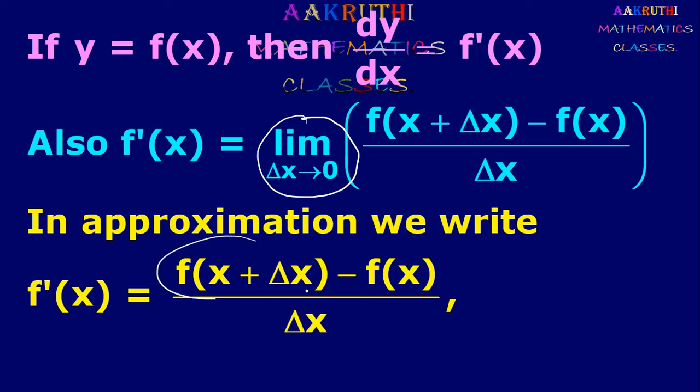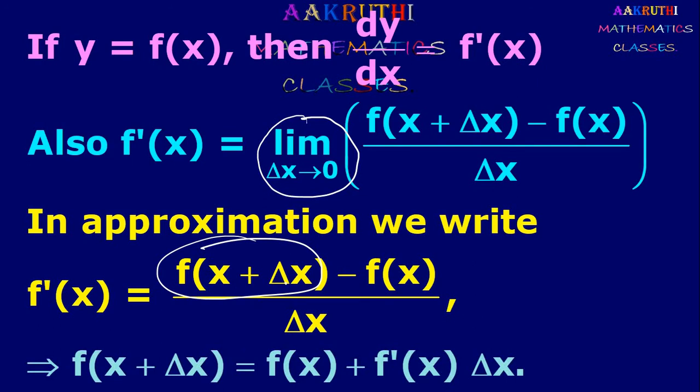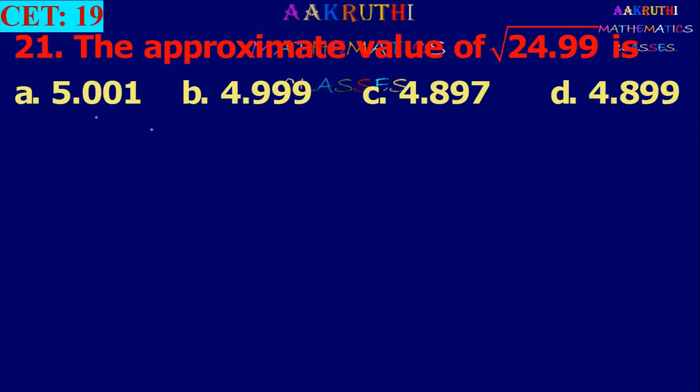So from this, we can solve for f of x plus delta x. So therefore, f of x plus delta x can be written as f of x plus f dash x into delta x. So taking f of x to other side, we get plus f of x, and here taking delta x to other side, we get f dash x into delta x. So this is formula for approximation value. That is f of x plus delta x can be written as f of x plus f dash x into delta x. So we solve next problem.